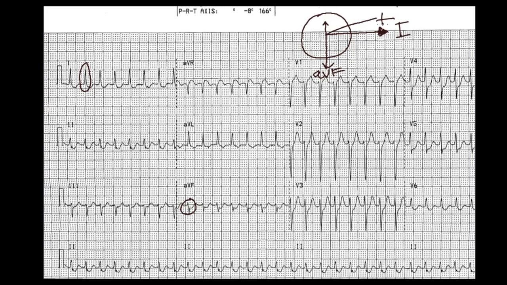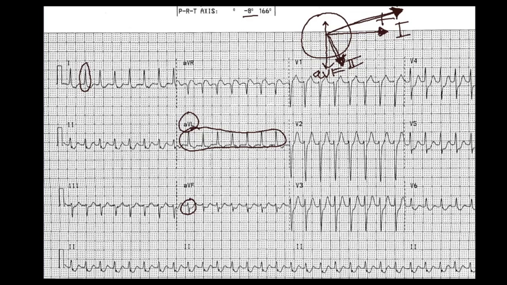And so it looks as though the vector that we're going to be talking about is slightly negative, and as it turns out, the computer measures it out at negative 8. So negative 8 degrees going this direction is very close to almost being right on to AVL, okay? And you can see here that AVL is probably one of the most positive leads. Similarly, 90 degrees to AVL is this one right down here, which is lead 2. And because we know that the vector is going almost parallel to AVL, any lead perpendicular to the vector is going to look isoelectric.